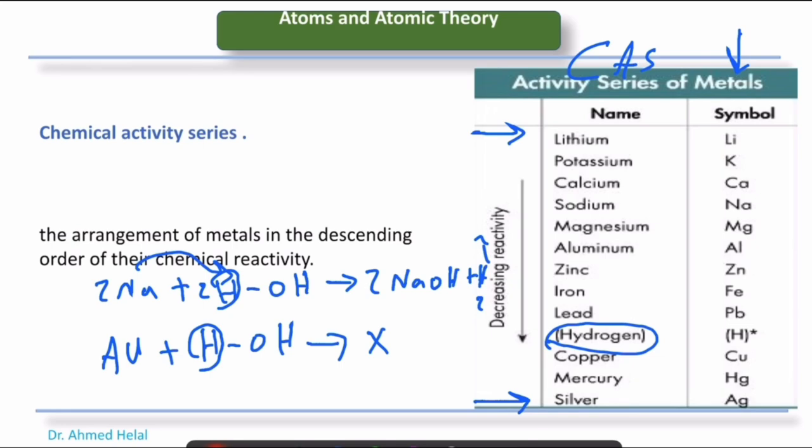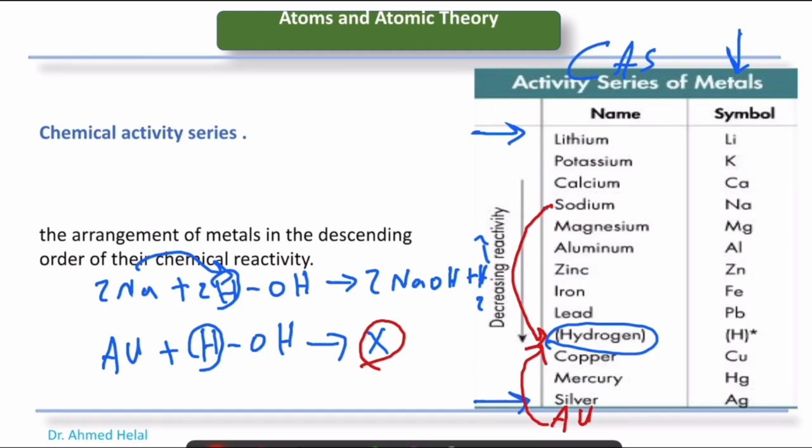In the first example, sodium is at the top, which means it has a higher activity. That's why it has the ability to replace hydrogen. It's stronger than hydrogen. On the other hand, I have Au here. This is gold. Its activity is less than the activity of hydrogen. That's why it doesn't have enough strength or enough activity to replace it. It's weaker than hydrogen. That's why I have no chemical reaction here.